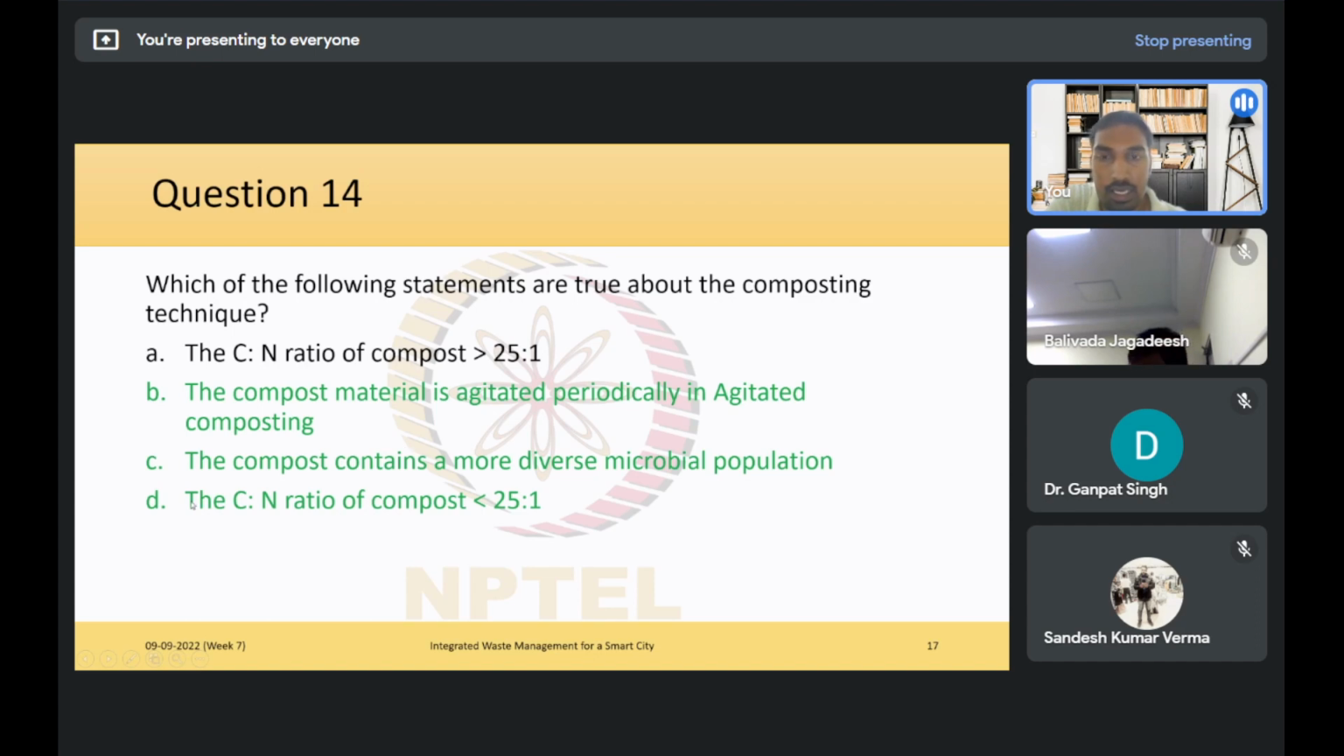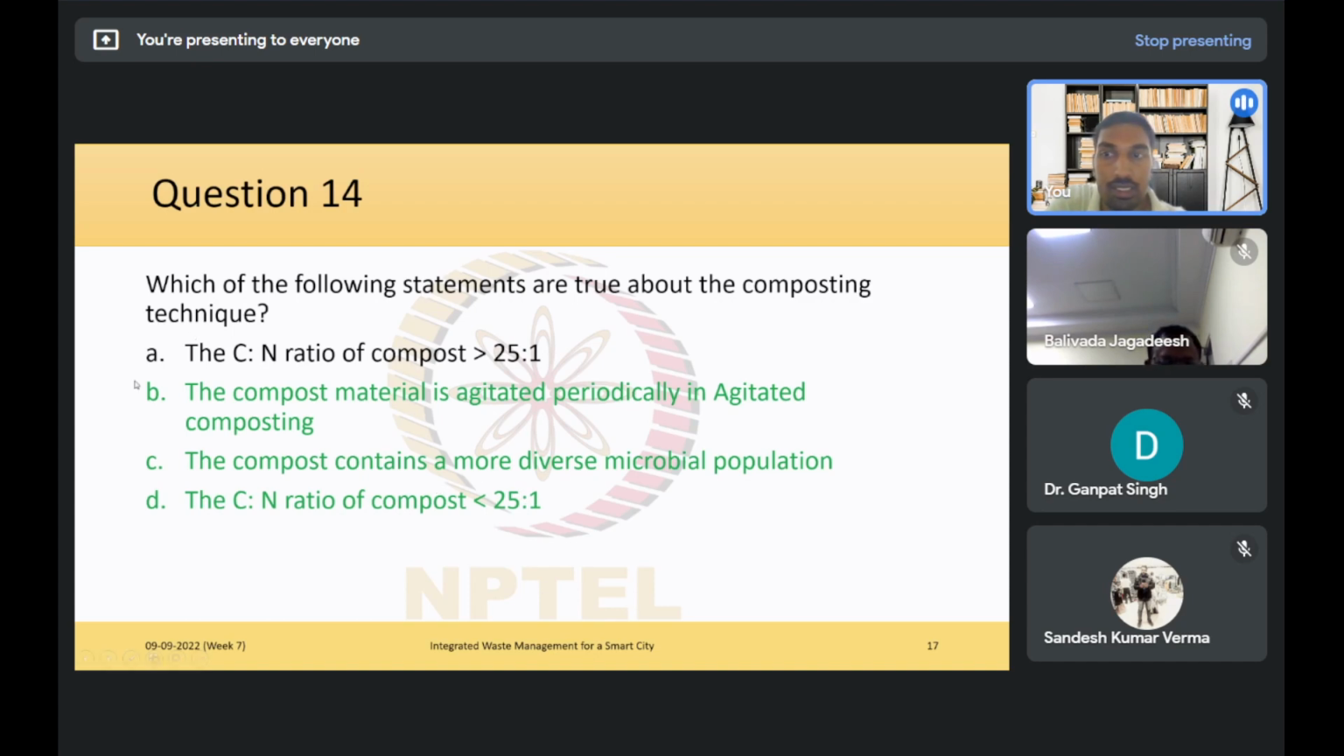And in option D, again during that curing period, the carbon to nitrogen ratio will come down to less than 25 is to 1. So there will be more nitrogen being added, or the carbon will be reduced, so that the final ratio will be much less than 25 is to 1. So that is more advantageous when we use it as a manure, right? We need more nitrogen as a nutrient for the plant growth. So that is also achieved at the end of this composting process.